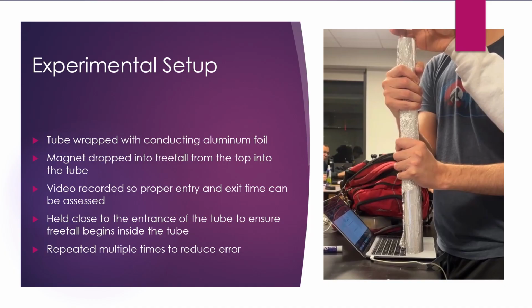So the experimental setup we have is a tube wrapped with conducting aluminum foil, and we drop the magnet into free fall from the top into the tube. We recorded a video so we could properly determine when the magnet entered and exited, so we can measure how much time it was inside the tube. We held it close to the entrance so we could know that free fall began right when it entered the tube. If we held it too high up, then it would have a lot of velocity going into the tube, and the results might be a little bit skewed. And we repeated the trial multiple times to reduce error as much as possible.